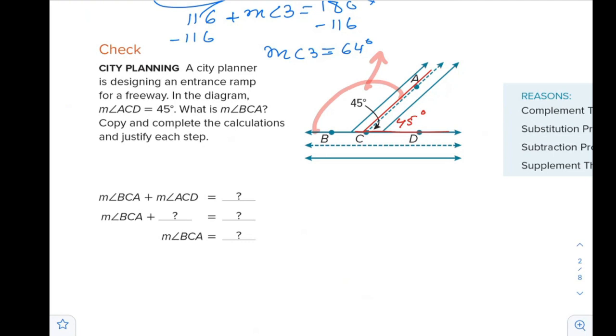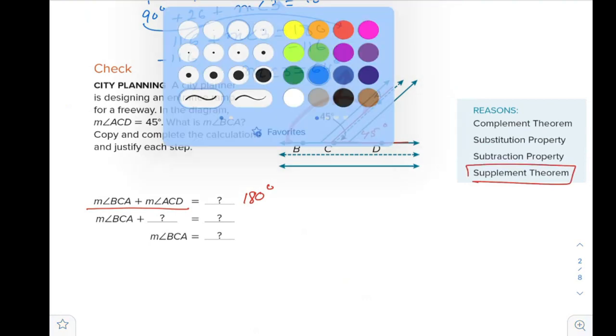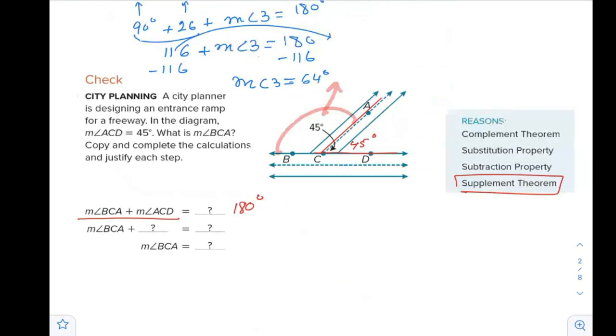Now he's helping you and guiding you to use theorems. The measure of angle BCA plus ACD is how much? Of course, it's 180 degrees, using the supplement theorem. Now we will replace or substitute the measure of angle ACD. What is ACD? It's given as 45. So 45 plus BCA equals 180. So we have used the substitution property.